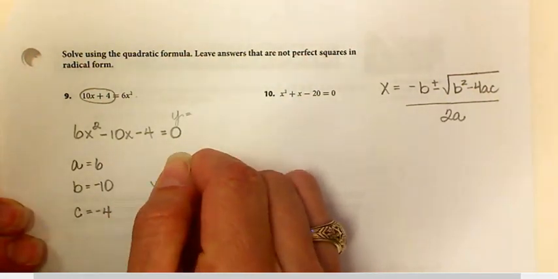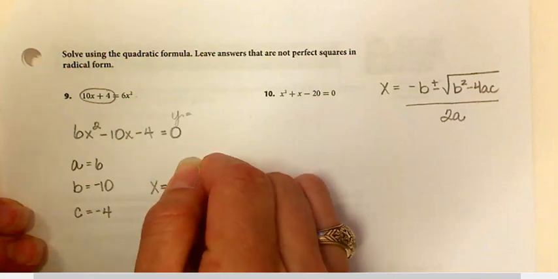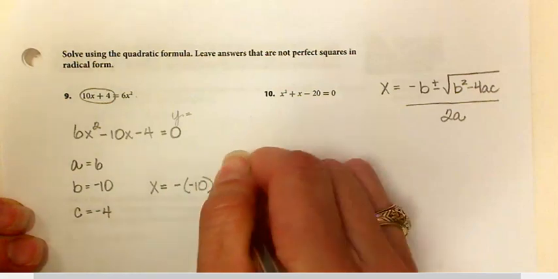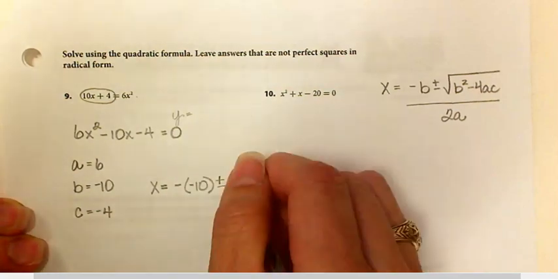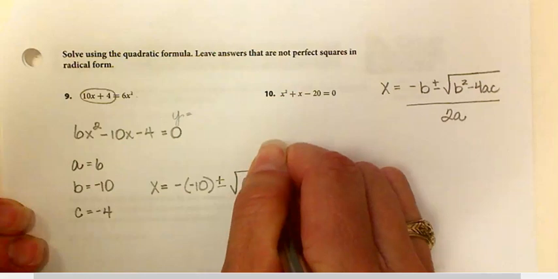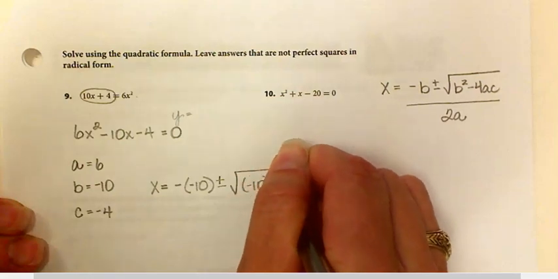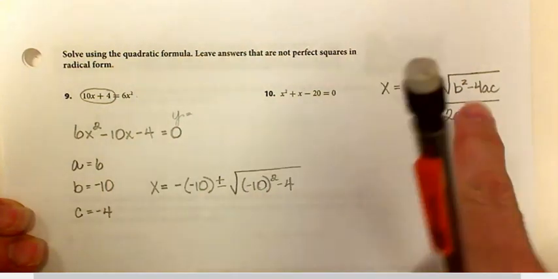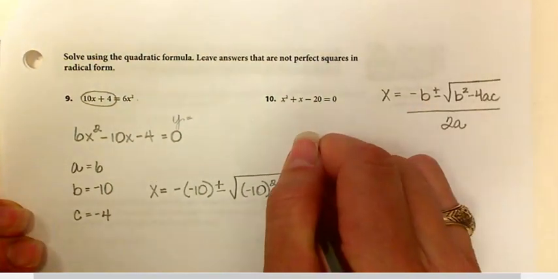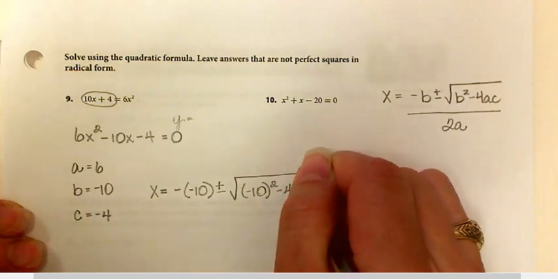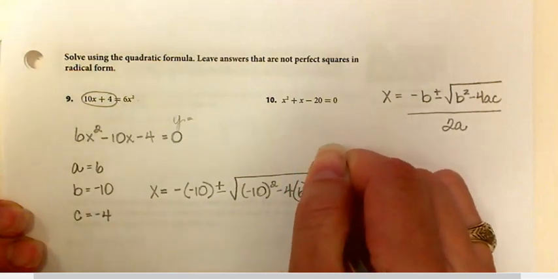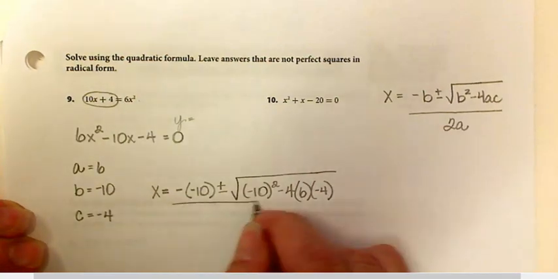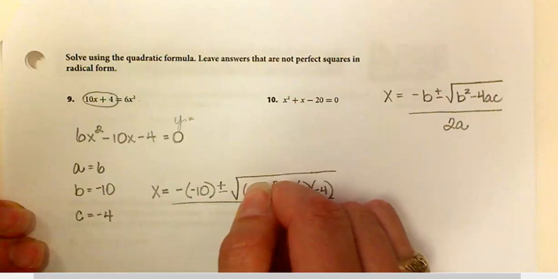x equals negative of negative 10. You've got to be careful. Plus or minus the square root of negative 10 squared minus 4 times a times c, all of that over 2a.